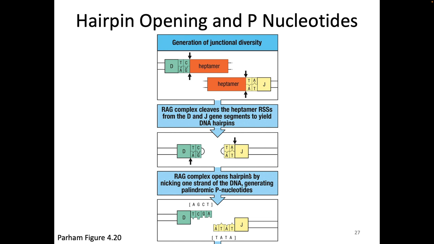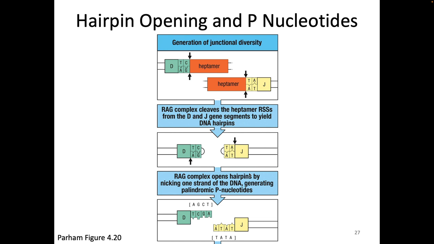So I have my D region, and my D region ends up with a T, C, and then there was A, G, right? So there's my hairpin on the D region. And here's my hairpin on the J. I'm just redrawing what's up there. And I'm going to cut here, and I'm going to cut here. So I'm going to get D that's going to end up with T, C, G, A. And then this strand is going to be empty. And I'm going to get this one. It's going to go T, A, T, A. And this strand's going to be empty, okay? So you see, I'm really just redrawing exactly what they've got up there.